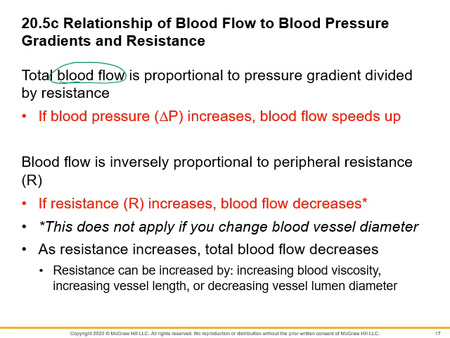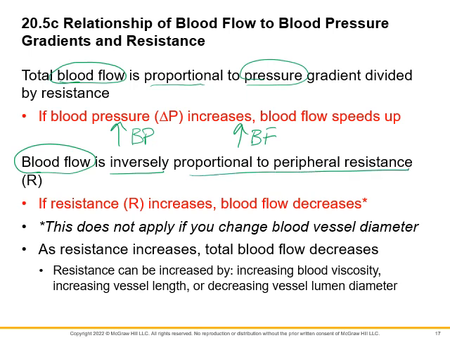Total blood flow is proportional to pressure. So if blood pressure increases, blood flow speeds up. If blood flow speeds up, blood pressure increases. Blood flow is inversely proportional, does the opposite, to peripheral resistance. If resistance is high, blood flow decreases.